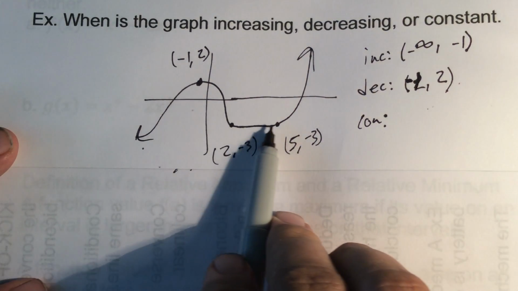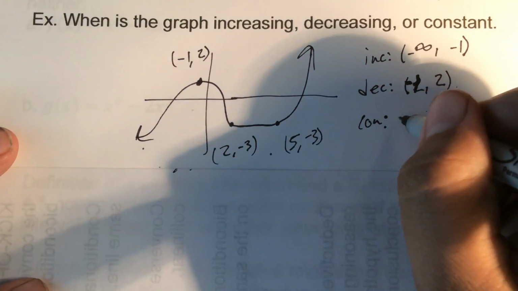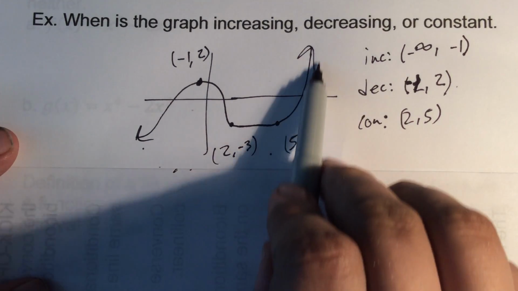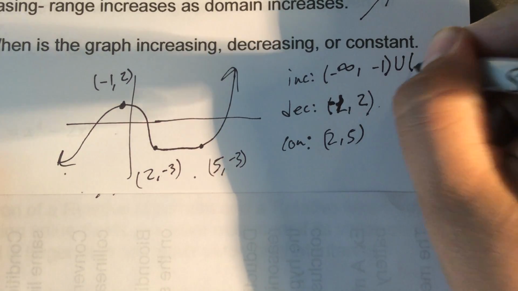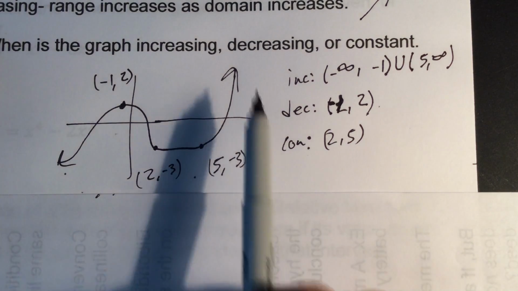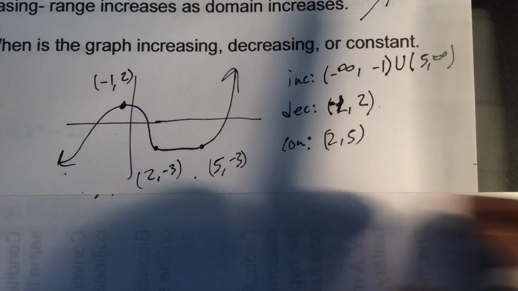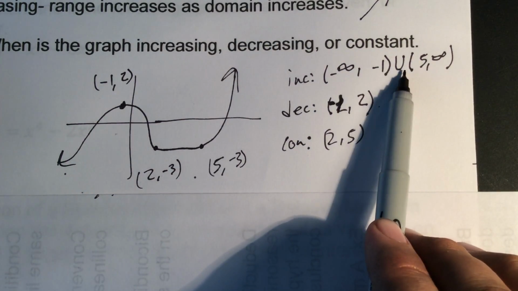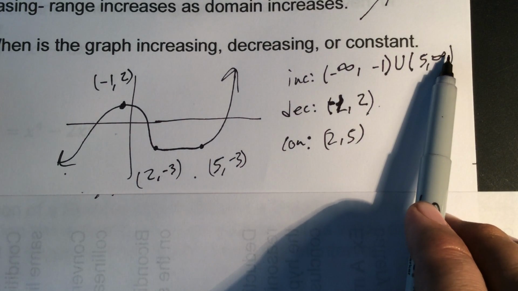Well, where are we constant? Well, where do we have the flat line? Well, right in between these 2 points. So from 2 to 5. Now, once we hit 5, well, now we're going back up again. So that would fall under increasing. So you'd put a union and a parenthesis, 5 to infinity. That's how we'd answer this one. So from the 5 mark until infinity, we're going to keep going up. So if there's multiple things, separate them with a U, which means union. So this one and this one.